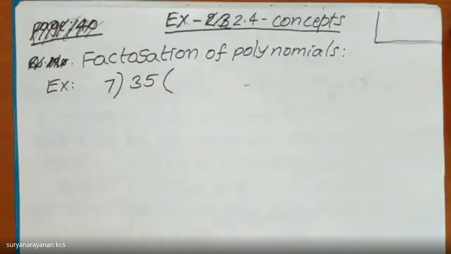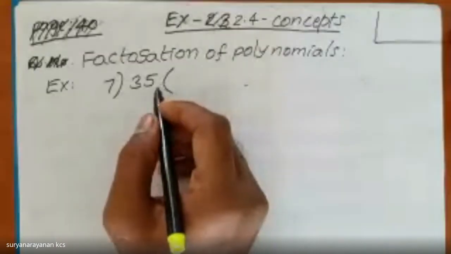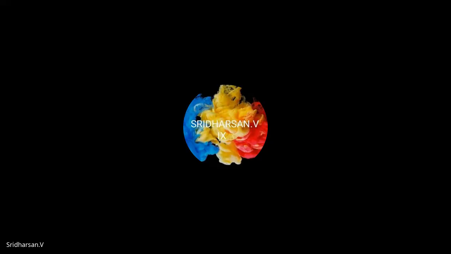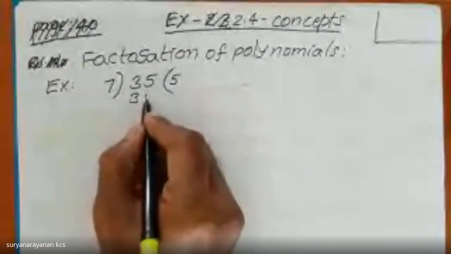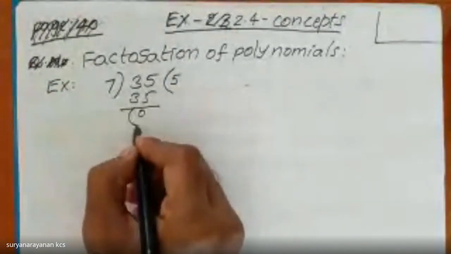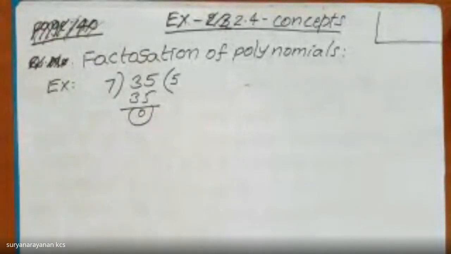Tell me the remainder. What will you get here? I am dividing 35 by 7. How many times does 7 go into 35? Sir, 5 times. Yes, very good. 7 fives are 35. What is the remainder here? Sir, 0.